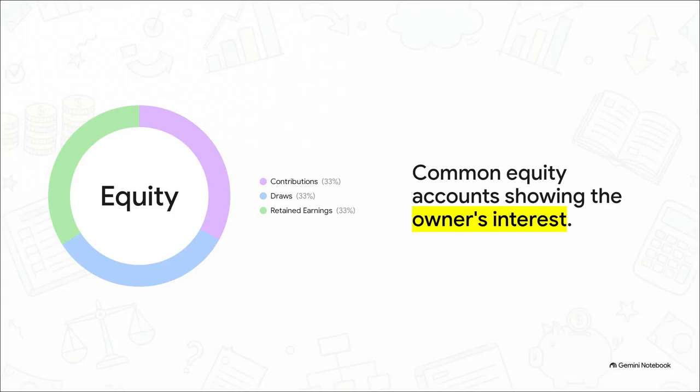When you look inside that equity drawer, you're going to see things like owner contributions, owner draws, which are your withdrawals, and retained earnings. The exact terms you use will depend on your legal structure, whether you're a sole proprietorship, an LLC, or an S-corp. But fundamentally, this drawer is all about tracking the owner's skin in the game.